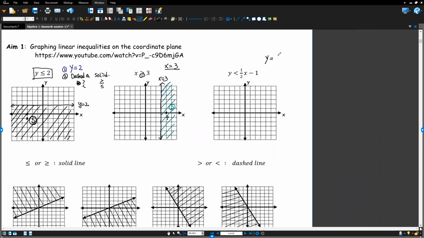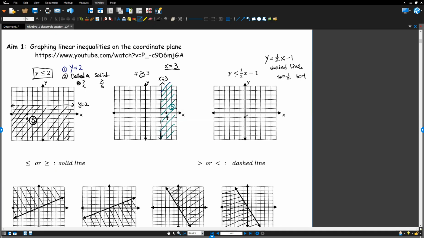First, y equals 1/2 x minus 1. That's the borderline. We need this line. And there's no equal sign here, so it should be a dashed line. Now let's make the line here. y equals 1/2 x minus 1. The starting point is negative 1, right? This is negative 1 over here. Slope is 1/2, okay? The y-intercept is negative 1. Now you can make a graph.